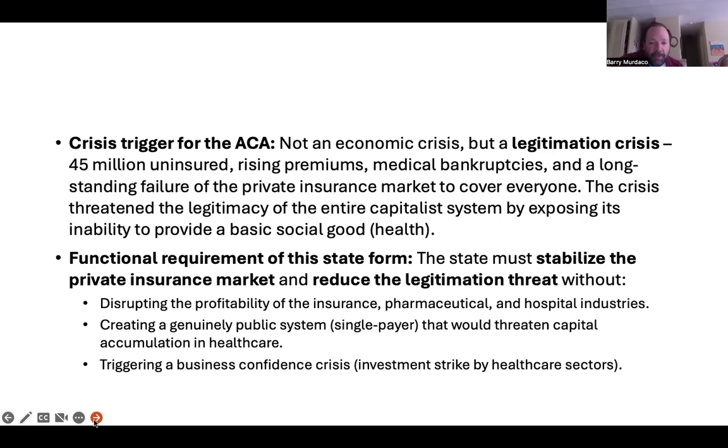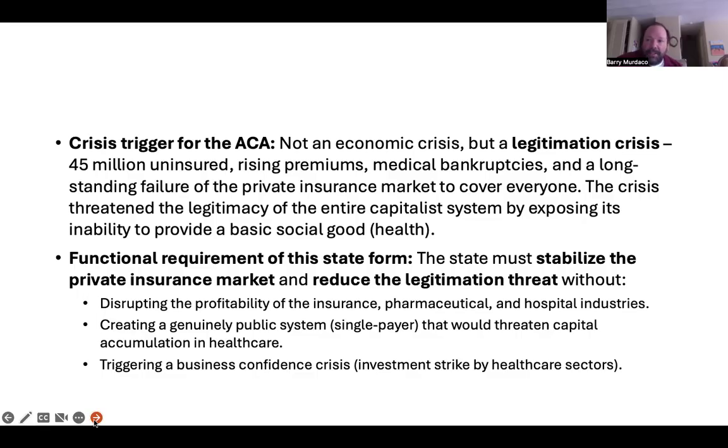Creating a genuinely public system would threaten capital accumulation in healthcare or trigger a business confidence crisis, an investment strike by healthcare sectors. So the idea here is that this would be a limitation, even if all the capitalists stayed home and were playing polo or whatever it is they do in their free time, even if they weren't aggressively lobbying the government or exerting pressure on the government in various ways, these things alone would severely limit what you could do with healthcare reform in the United States.